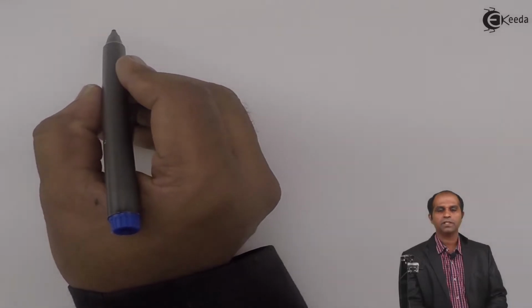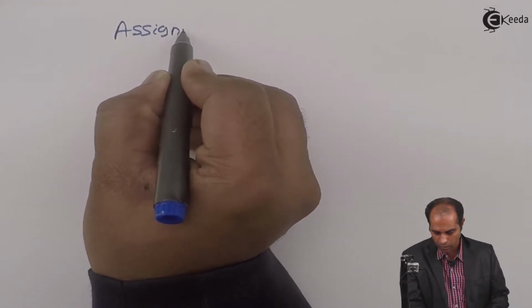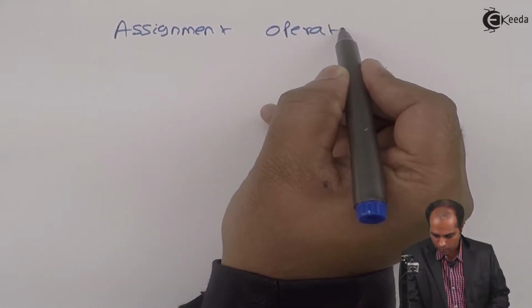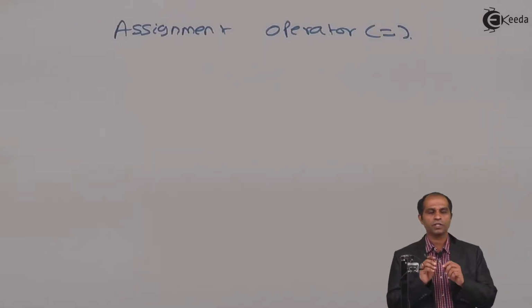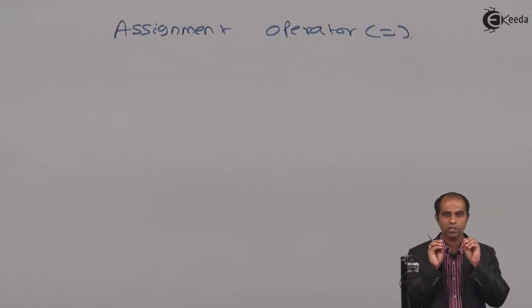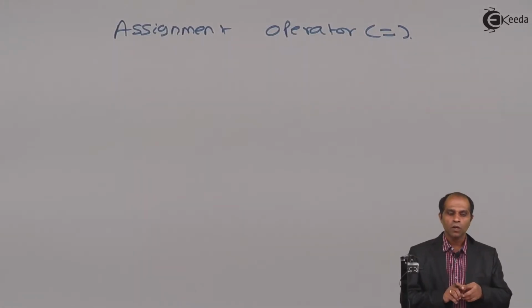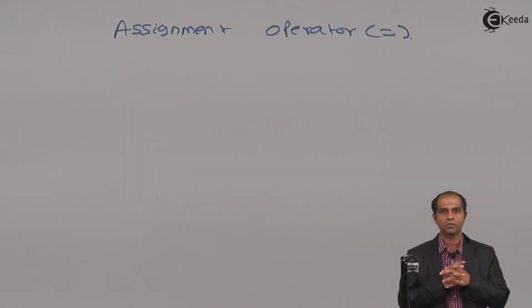Assignment operators. The assignment operator in C language is indicated as equals to. Let's see this. Whenever we have an association of a value to a variable, it has to be done using the assignment operator. Whenever we are using this operator, sometimes we get confused with double equals to.